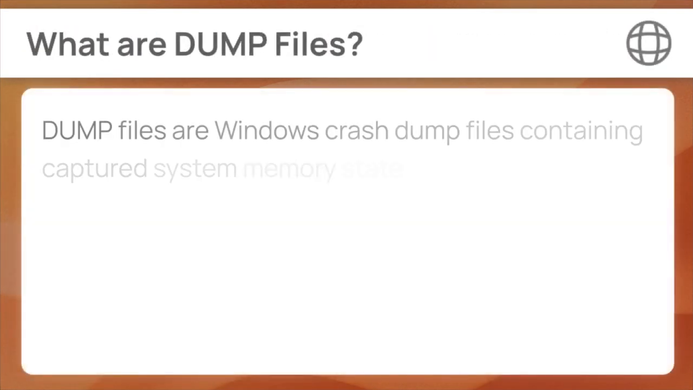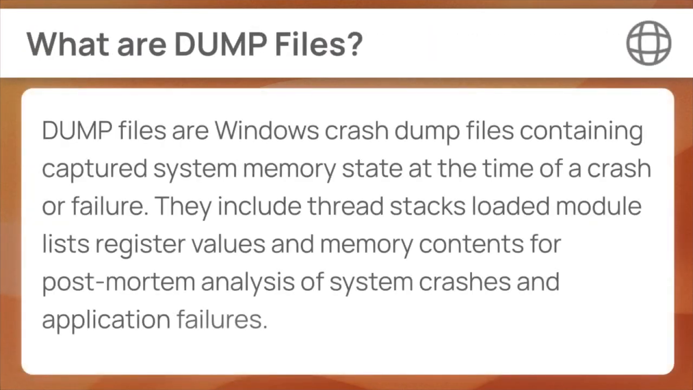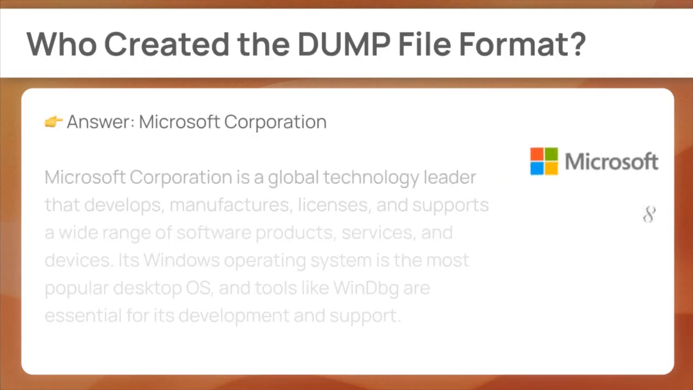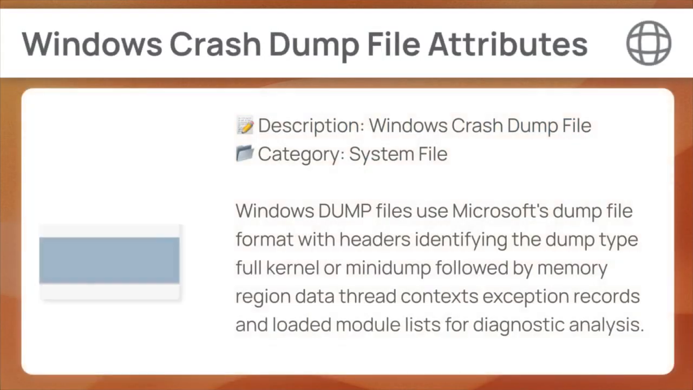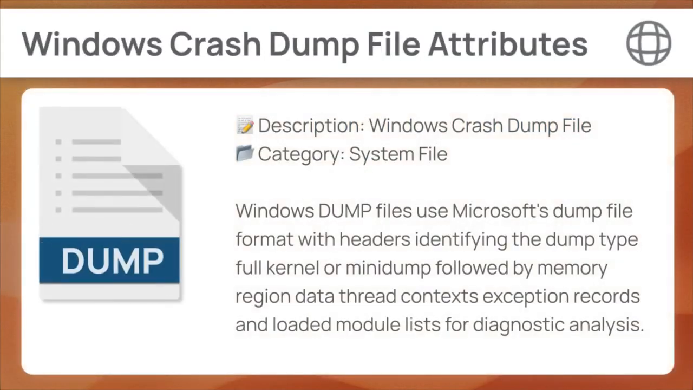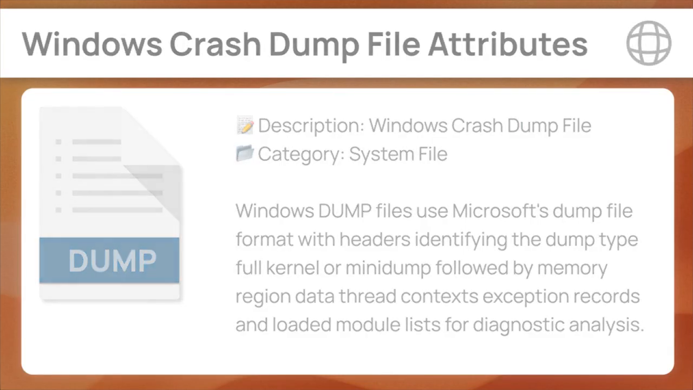DUMP files are Windows crash dump files containing captured system memory state at the time of a crash or failure. They include thread stacks, loaded module lists, register values, and memory contents for post-mortem analysis of system crashes and application failures. Windows DUMP files use Microsoft's dump file format, with headers identifying the dump type, full kernel or minidump, followed by memory region data, thread contexts, exception records, and loaded module lists for diagnostic analysis.